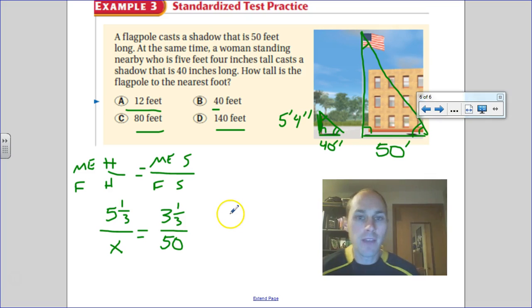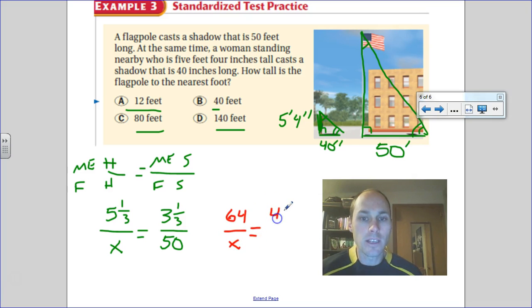So 5 feet 4, 5 times 12 is 60, so I've got 64 inches. And my shadow is 40 inches, and 50 feet is quite a few inches. So 10 times 12 is 120, times 5 would be 600 inches. Now it's just a matter of solving either proportion. Go ahead and do that.